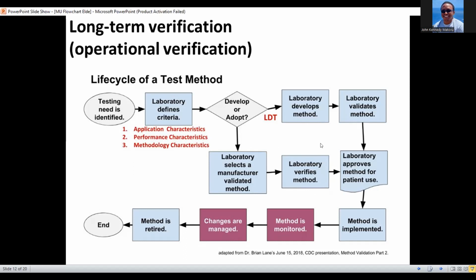Mbali was saying, how will you, what's your comment there, Mbali? How will you recap the method? Okay, I'm debriefing the whole workshop, by the way. So this method is monitored and changes are managed. Some would use the term long-term verification or operational verification. All right.